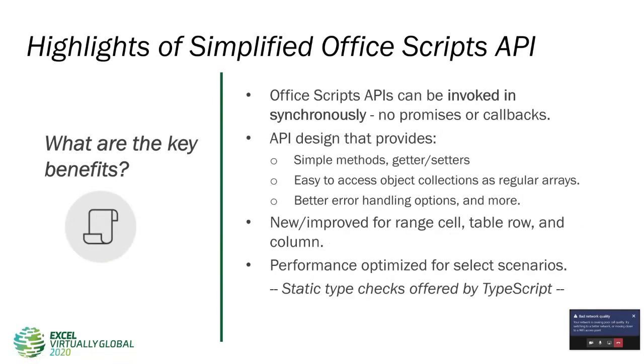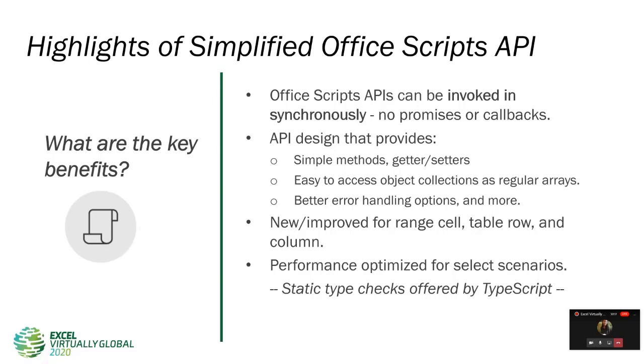Now, what are some of the highlights? What are the characteristics of the API surface that we offer? Based on our research and development, and also from a ton of feedback from the community, including many of you, we made some specific improvements. First and foremost, the API can now be invoked synchronously. That means no promises, no callback concepts are needed to interact with the Office Scripts API for Excel. So if you're dealing with anything to do with Excel objects, you can now execute your code synchronously.